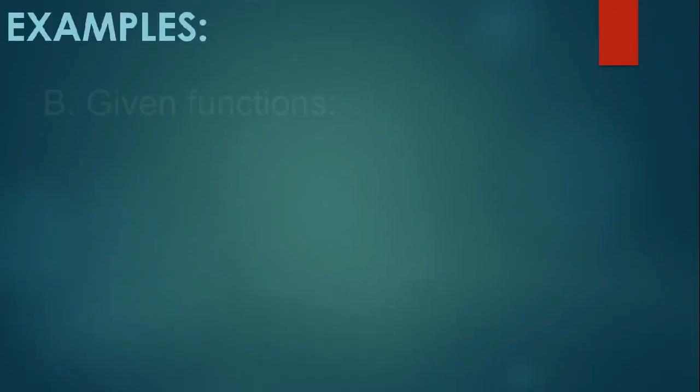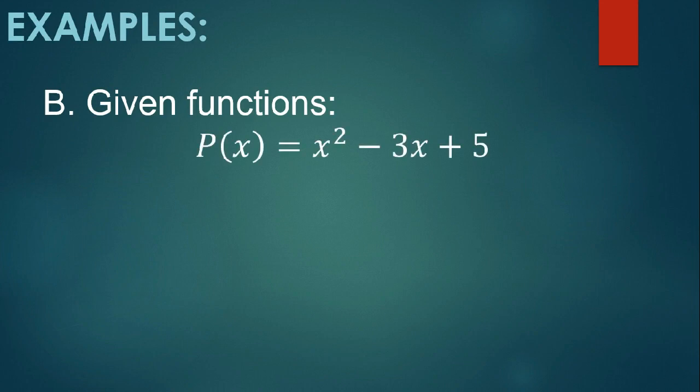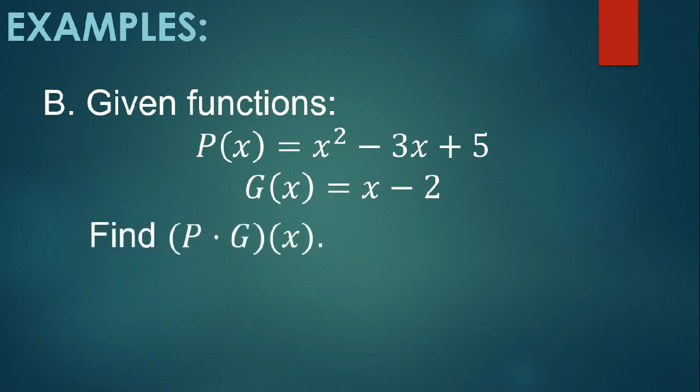For our second example, given the functions p of x is equal to x squared minus 3x plus 5 and g of x which is equal to x minus 2, find their product. For the solution, watch this video.